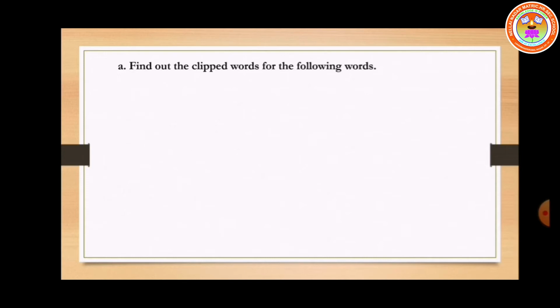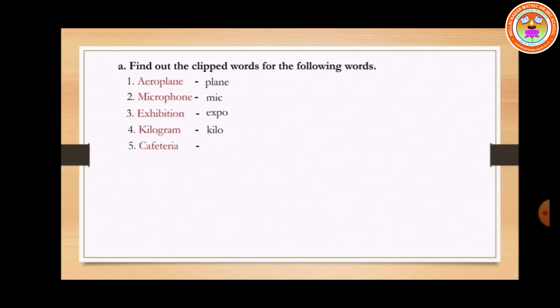Find out the clipped words for the following words. Number 1, aeroplane. Can you tell me what is the clipped format for aeroplane? Yes, you are right. Plane. Plane is the clipped word for aeroplane. Number 2, microphone. The clipped word for microphone is mic. Number 3, exhibition. The clipped word for exhibition is expo. Number 4, kilogram. The clipped format for kilogram is, yes, you are right, kilo. Number 5, cafeteria. The clipped format for cafeteria is cafe.